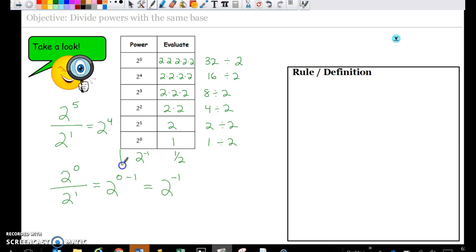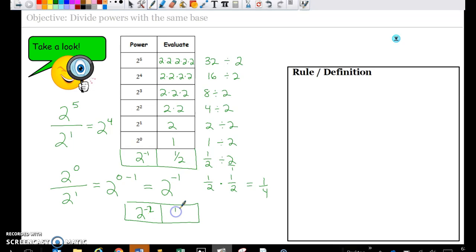Now I kind of squished myself in here, but I can go below. I'm just going to skip down here, pretend like that table continues. If I take that 1/2 and I divide it by 2, 1/2 divided by 2 is like multiplying 1/2 by its reciprocal of 2. To divide a fraction by a whole number, I multiply by the reciprocal of that whole number, 2 over 1. So 1/2 divided by 2 is 1 over 4. So 2 to the negative second would be 1 over 4.